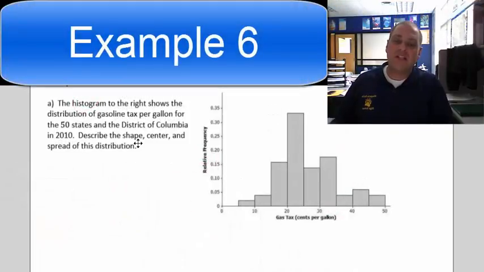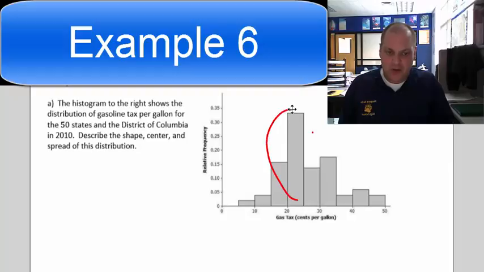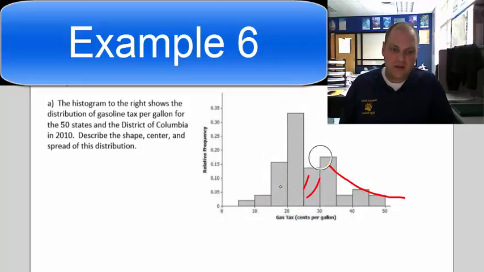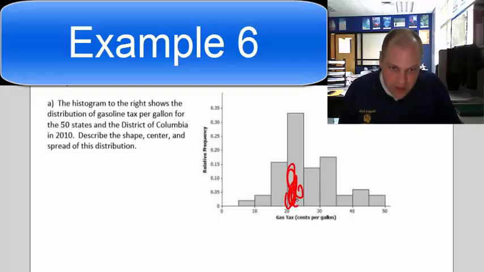Describe the shape, center, and spread of the distribution. Okay, so let's do that. First of all, this one's tough. I can almost argue mound shape, but there's certainly a skew here because it does tail off. It's a majority right here, and then it kind of tails off here. The center is like 20, 25-ish. Well, let's say 20, 23 right in here.